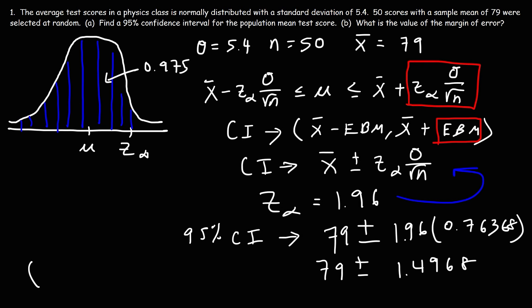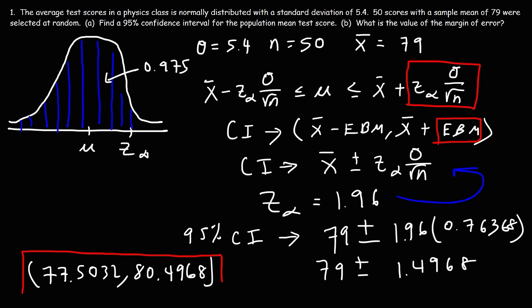So the lowest that the mean is going to be in this 95% confidence interval is going to be 79 minus 1.4968. So that's 77.5032. And the highest is going to be 79 plus 1.4968. And so that's going to be 80.4968. So this right here is our answer for part A. So that is the 95% confidence interval.